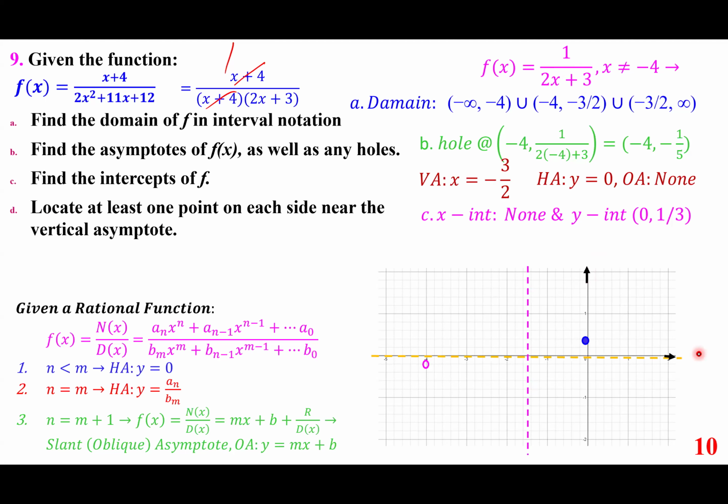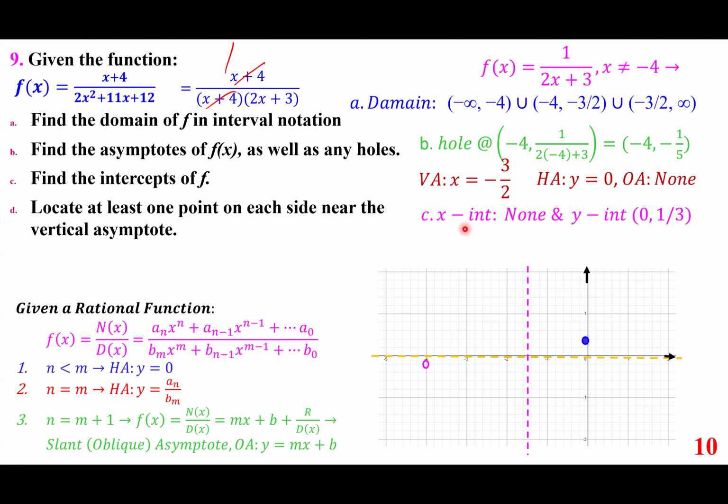Locate at least one point on each side near the vertical asymptotes. When you want to graph a rational function, you look at the vertical asymptotes, and all you need is a point on each side, really, because this is your horizontal asymptote. So it either goes like that, or this, or like that. And also it may cross the horizontal asymptote.